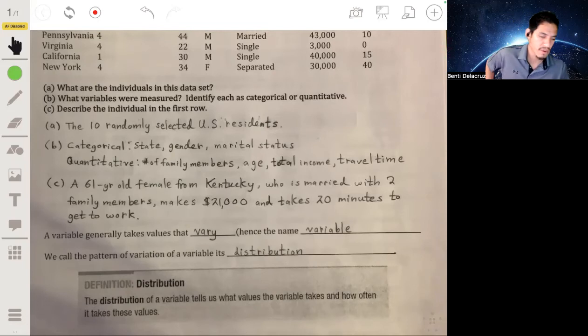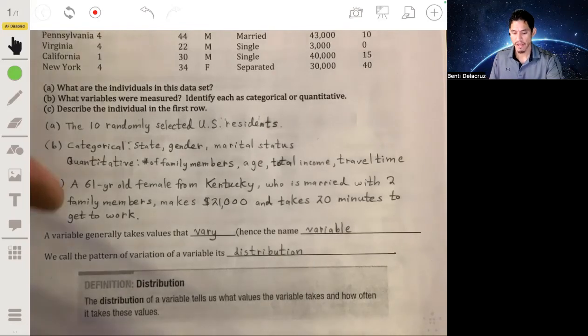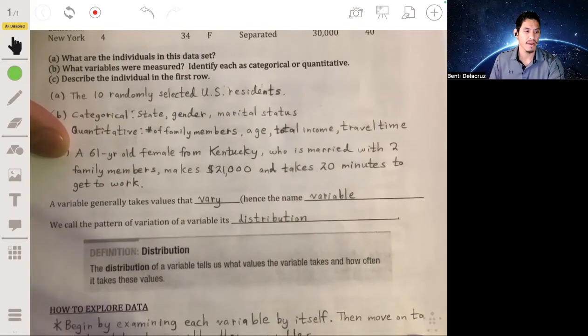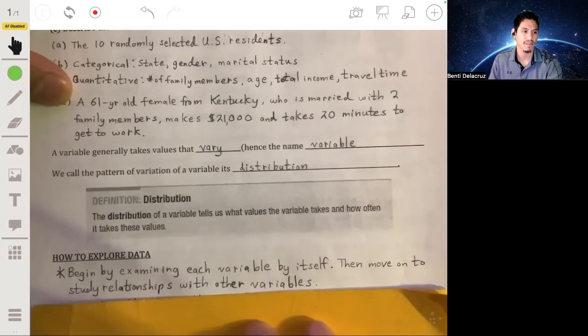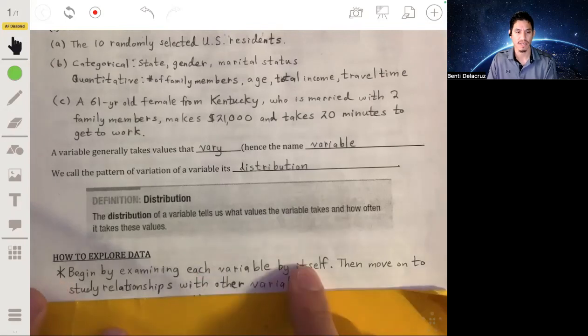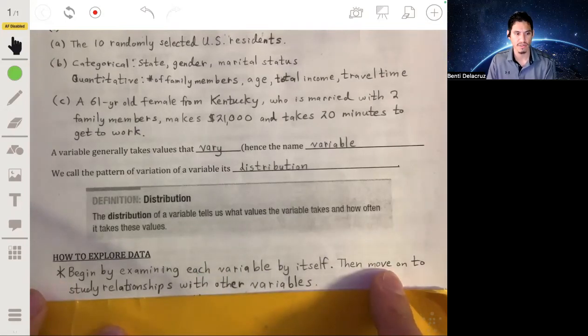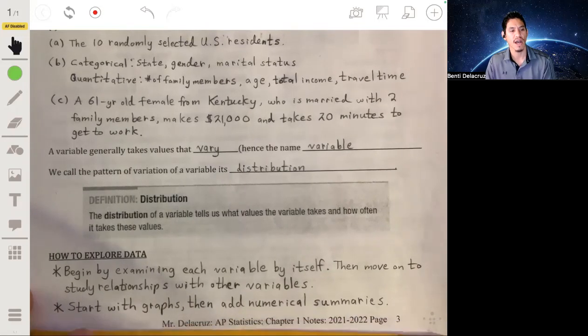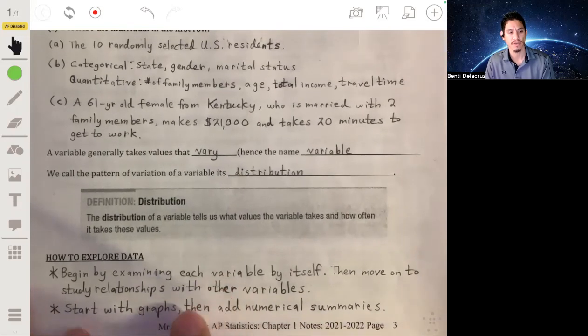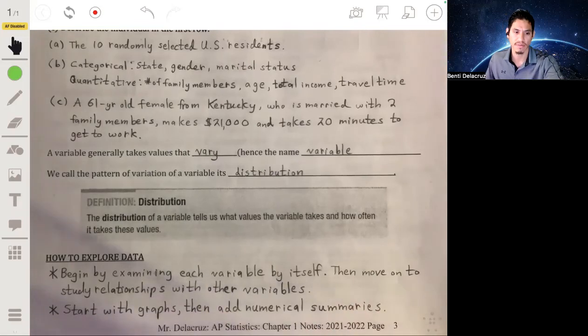Now, there's also a way that we want to go about exploring data. The general strategy is to begin by examining each variable by itself first. First, understand what it means by itself. Then we move on to study how it's related to the other variables. Then we look at how we can represent the data with graphs and numbers called numerical summaries.